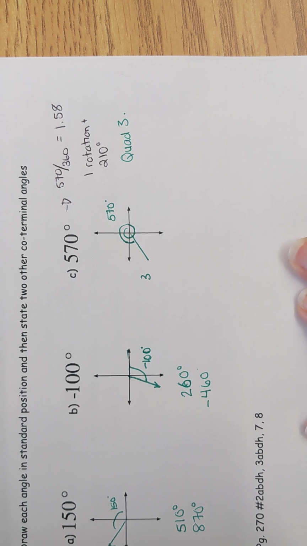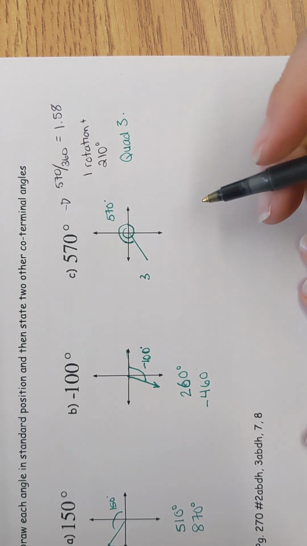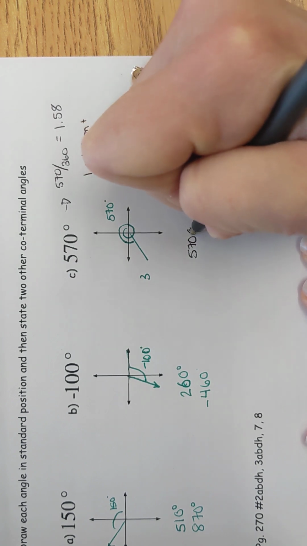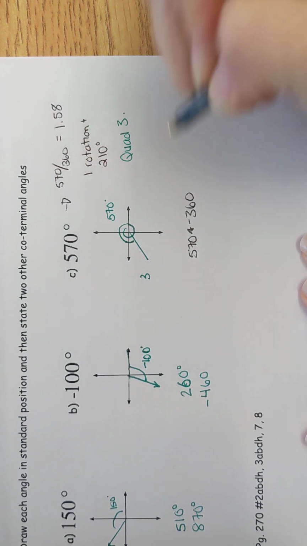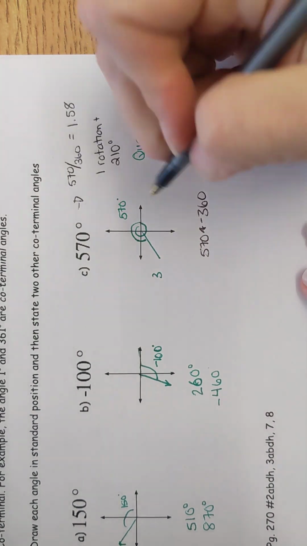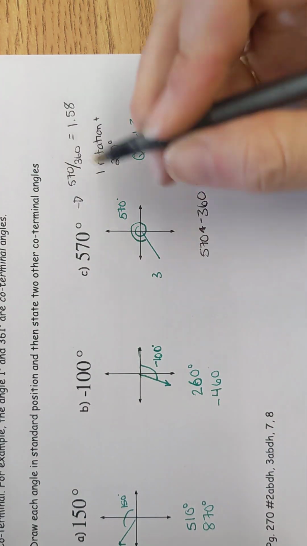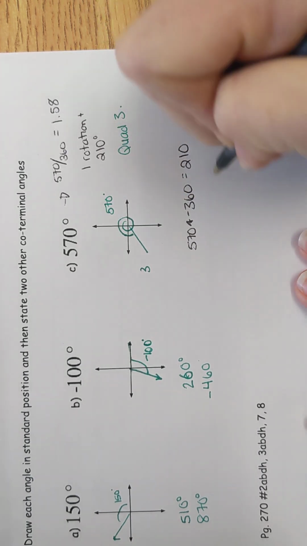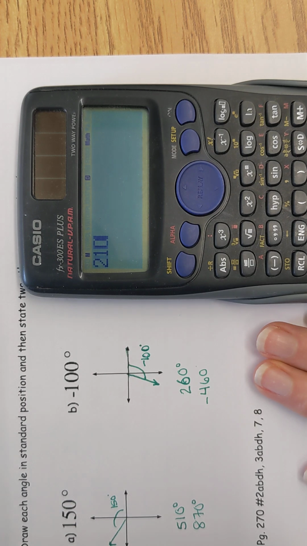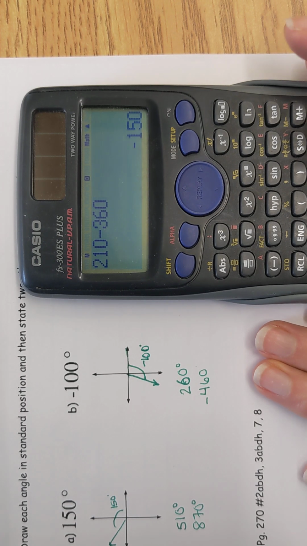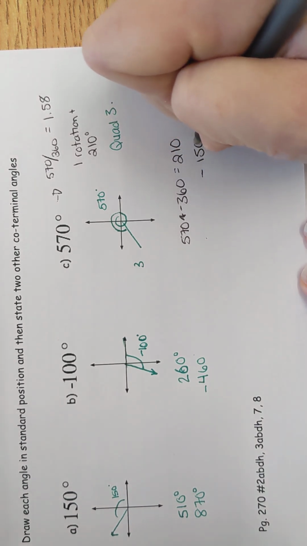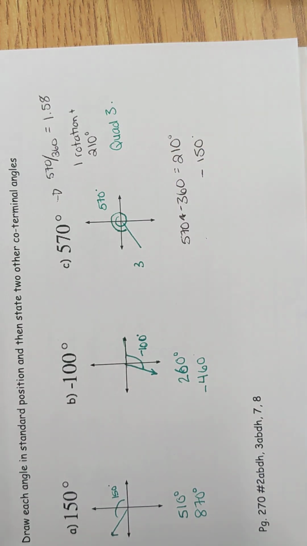I also need to find two other coterminal angles to 570. Let's just subtract: 570 subtract 360. I actually already did that. I know that it's 210. And let's subtract 360 again: 210 take away 360. Anytime we're adding or subtracting a full rotation, we're getting a coterminal angle. So these would be two coterminal angles.